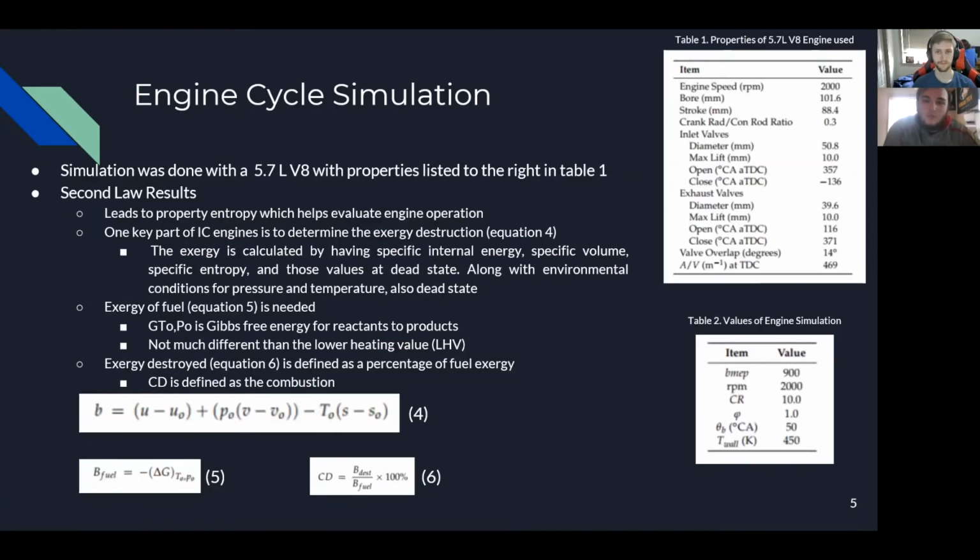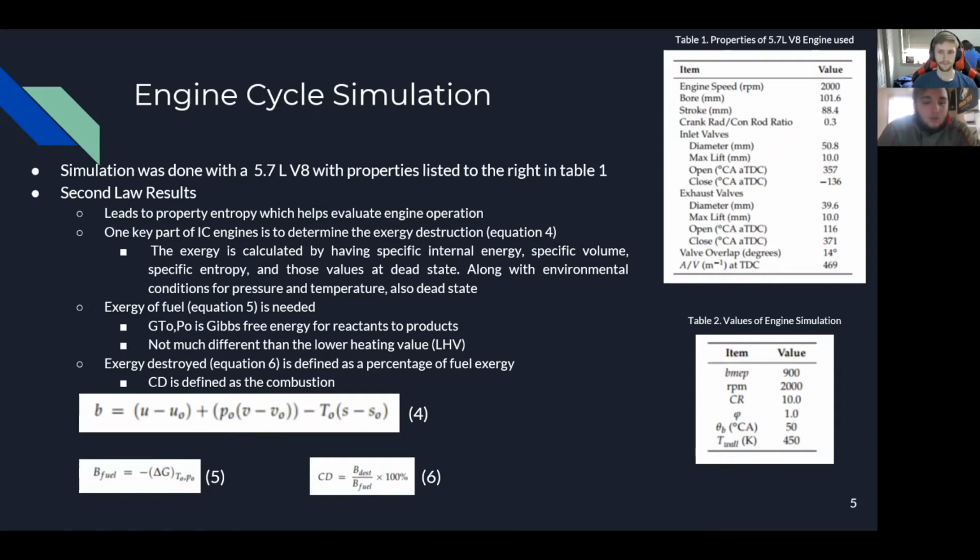So the simulation was done on a 5.7 liter V8 engine. Properties of said engine can be seen in table 1 to the right, and the values used to simulate the engine are seen in table 2 directly below it. With an RPM of 2000, a brake mean effective pressure of 900 kilopascals, a compression ratio of 10, and a burn duration of 50 degrees CA.